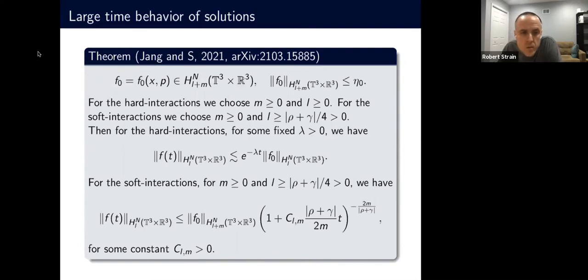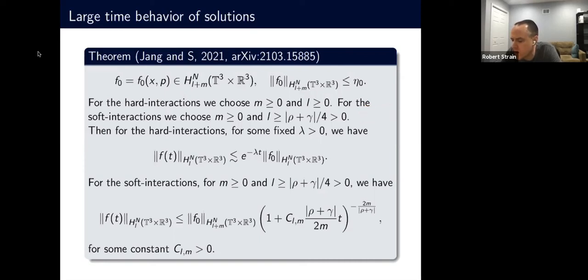But we also prove the long time behavior of solutions. So if your initial data is in H^{L+M}, so you have a little bit more weights, and your H^{L+M} norm is small, where for the hard interactions case, we assume M and L are greater or equal to 0. And for the soft interactions case, we assume M is greater or equal to 0, and L is strictly bigger than this constant.